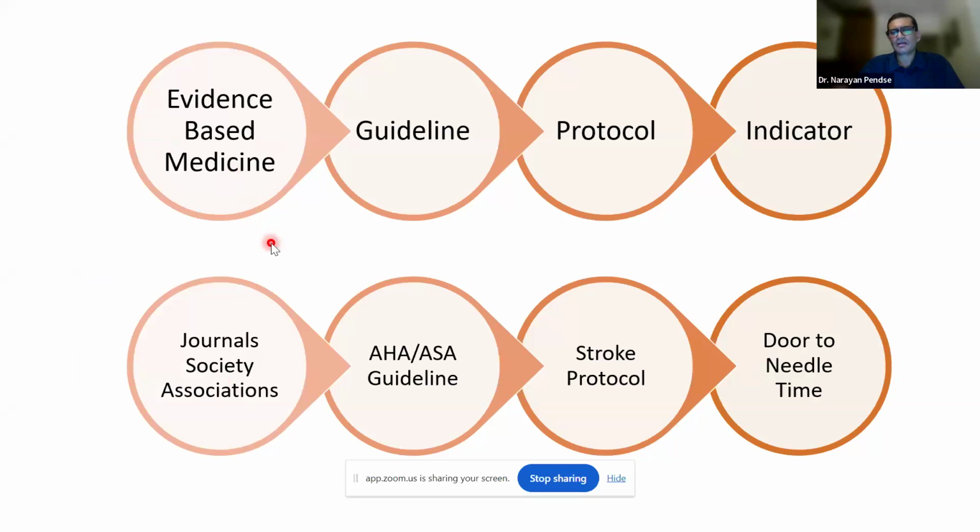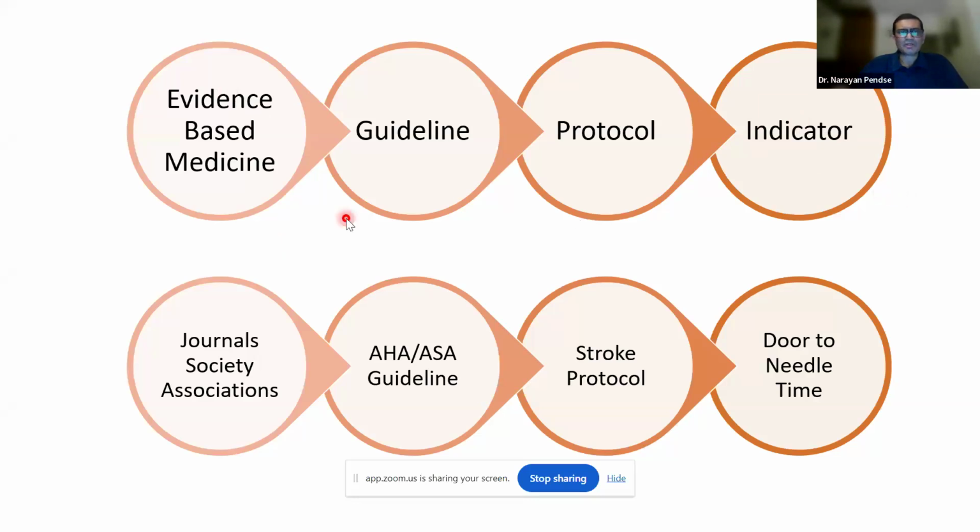So, merely learning about an indicator or just parroting the formula of an indicator, numerator, denominator, percentage, rate, etc., that's okay to begin with. But the wider purpose is not to simply monitor indicators, but trying to get this link from evidence based medicine down to what is being monitored at the hospital or specialty level.